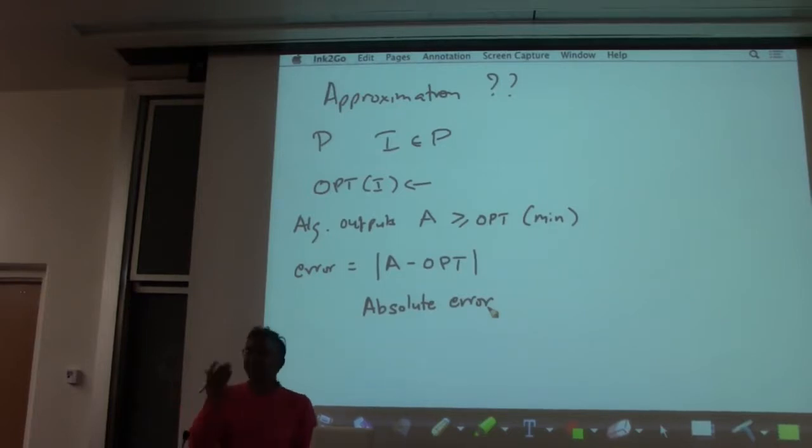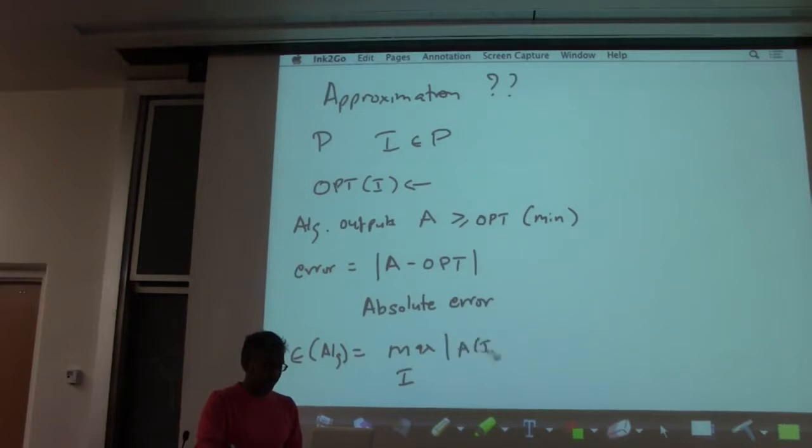So let's first take the maximum. Since we're used to worst case analysis, we might say something like, the error of the algorithm is equal to the max over all instances I of A_I, and let's just write the subscript so we know what it is, minus opt.